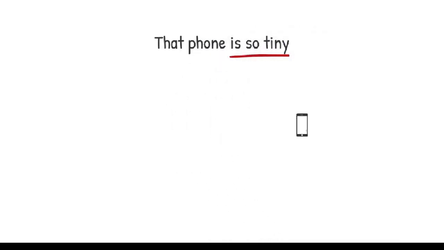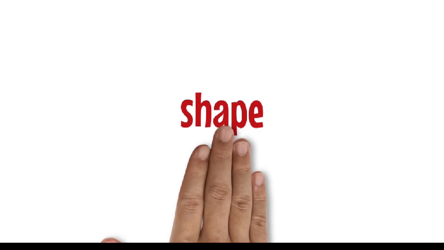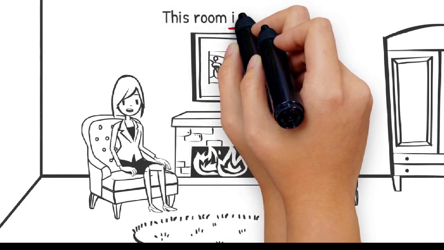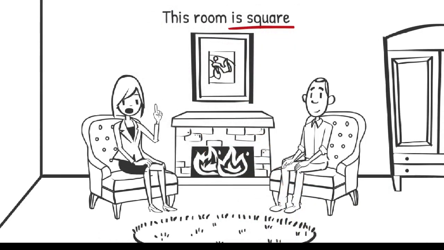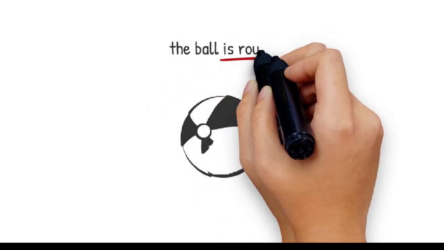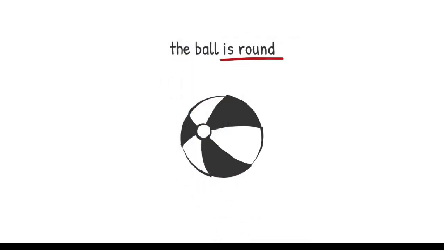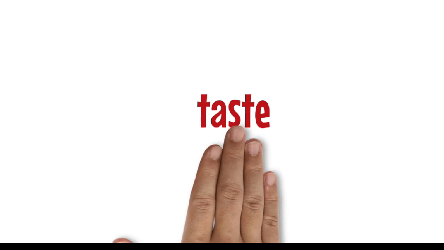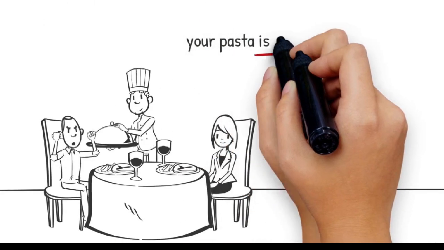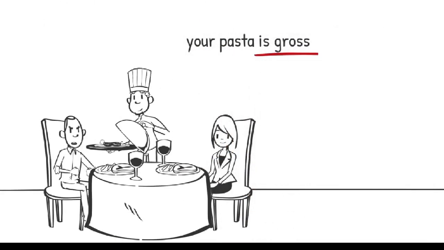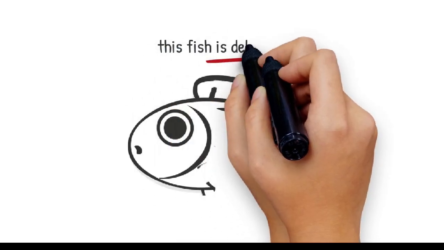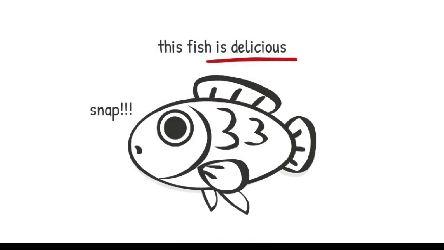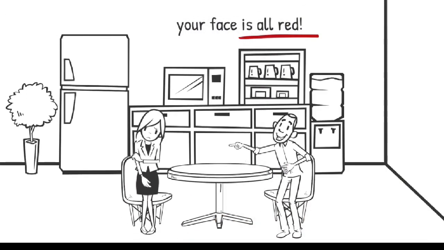That phone is so tiny. Shape. This room is square. The ball is round. Taste. Your pasta is gross. This fish is delicious. Color. Your face is all red.